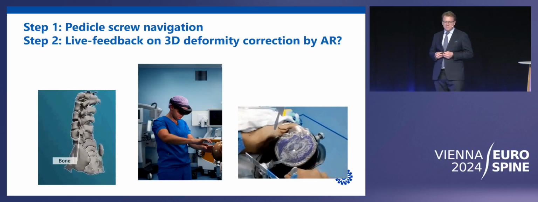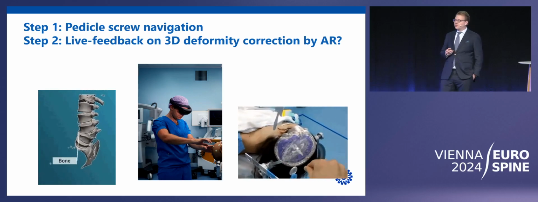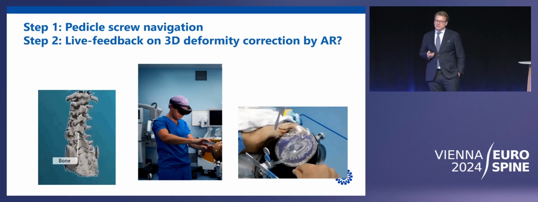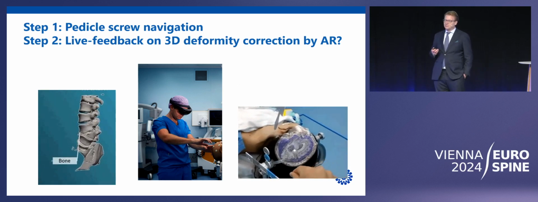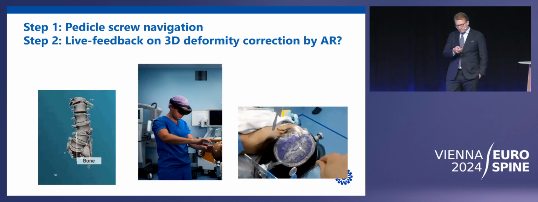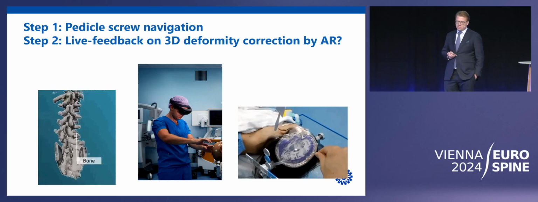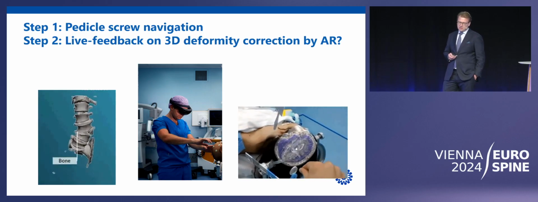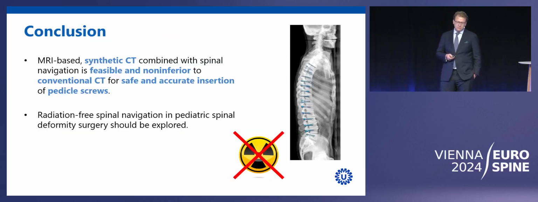So the first step is that we have pedicle screw navigation, but I think it is also very important for pediatric deformity surgery that in the future we will get some live feedback on the 3D corrections that we actually do. And for that, probably we need augmented reality. On the left, you see the 3D reconstruction of the bone MRI that I showed earlier, and this is how you can implement those things, but this is still a future to come.